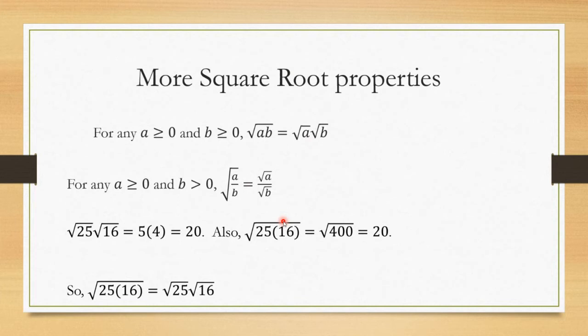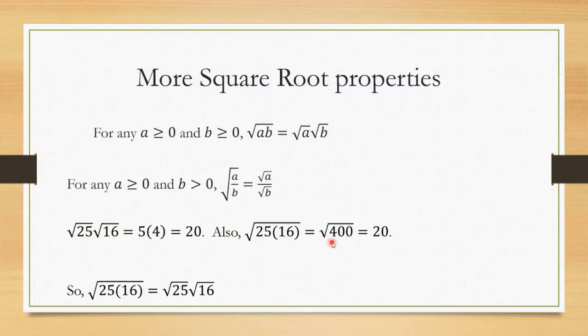We saw that the square root of 25 is 5. I think we actually saw that. Square root of 16 is 4. So this product here is 5 times 4, which is 20, but also the square root of 25 times 16. That's equal to the square root of 400. That's what this is equal to. And that turns out to be 20.